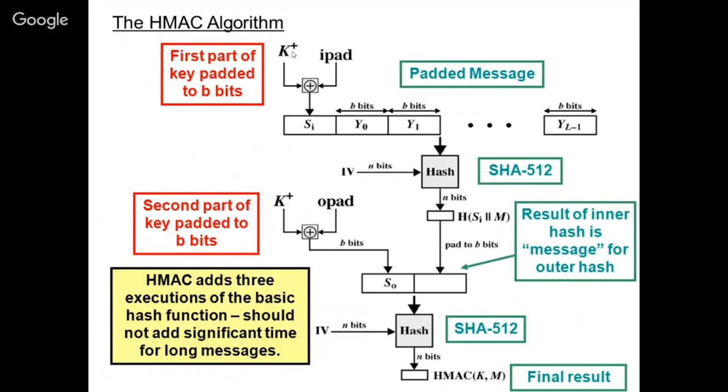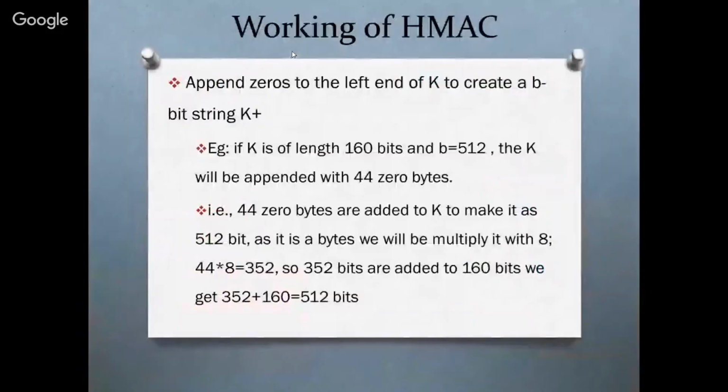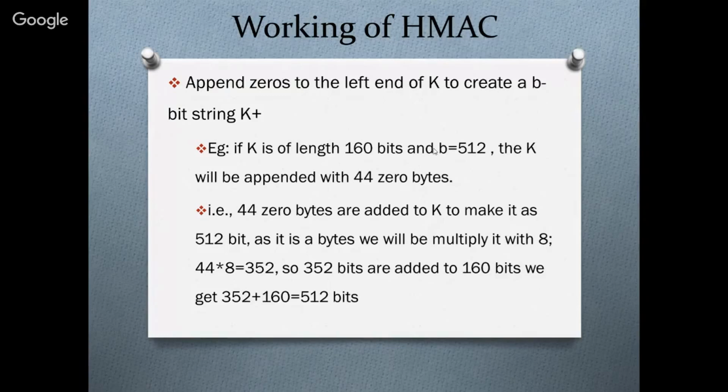So if K is of the length, we'll take one example over here. If K is of the length 160 bit, now I have to add a padding concept over here because my B bit length is 512 bit. So to satisfy that 512 bit, I have to add some zero bits to make my K value of 512 bit. So here K will be appended with 44 zero bytes.